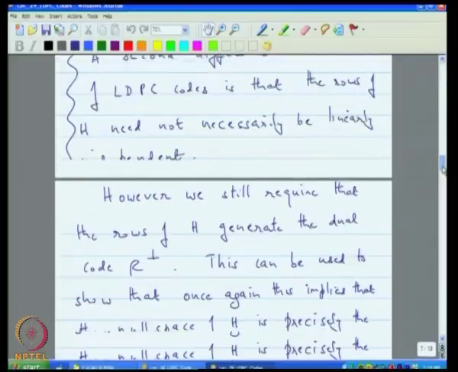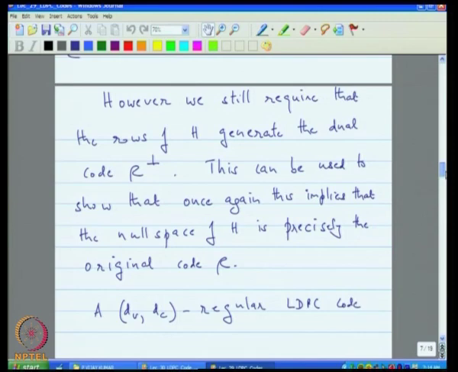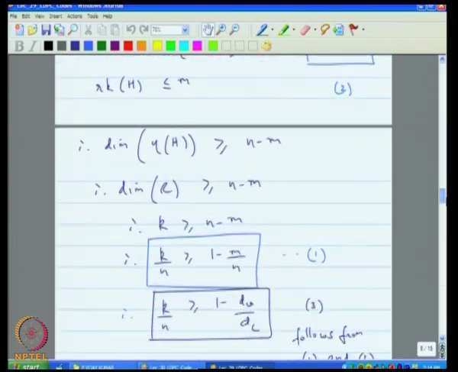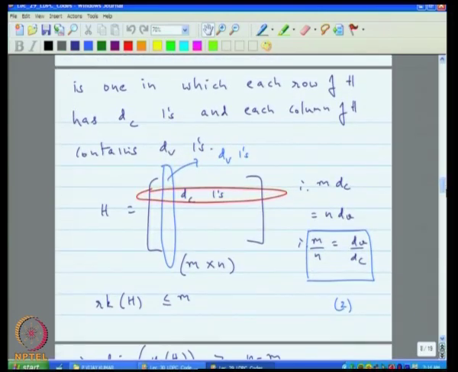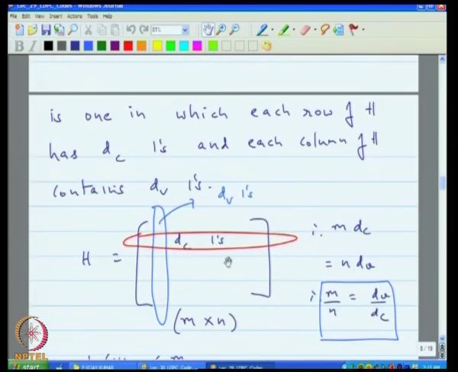Then we introduced a subclass of LDPC codes known as DV-DC regular codes. The property of these codes, from the point of view of a parity check matrix, is that every row has an equal number of ones, equal to DC. Each row stands for a parity check. The columns have a constant number of ones, DV, and these columns stand for the variable nodes, the code symbols.